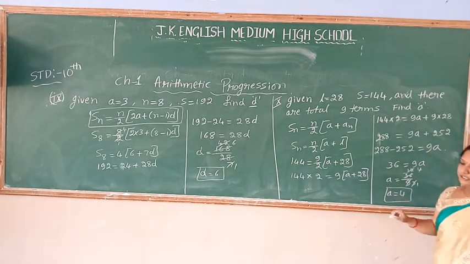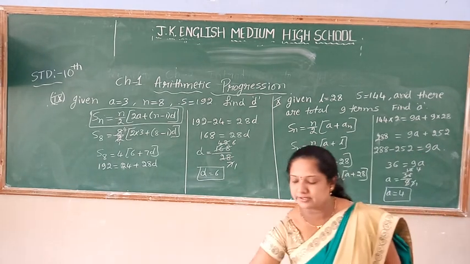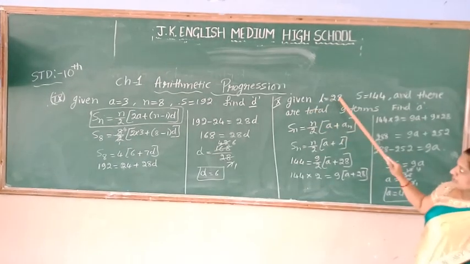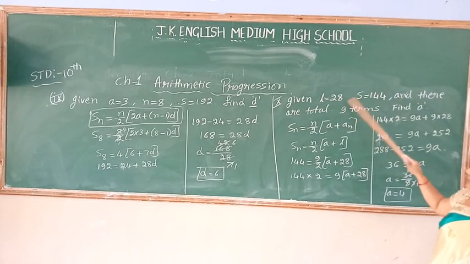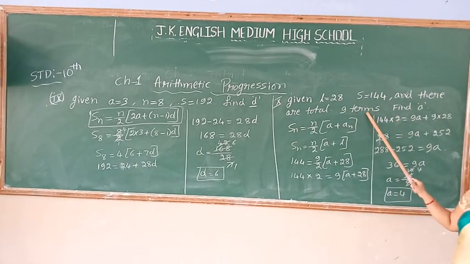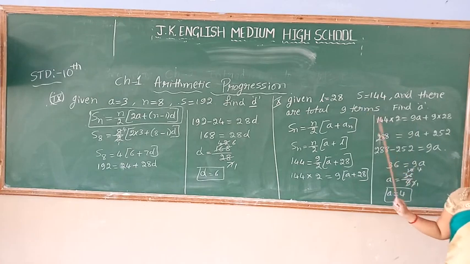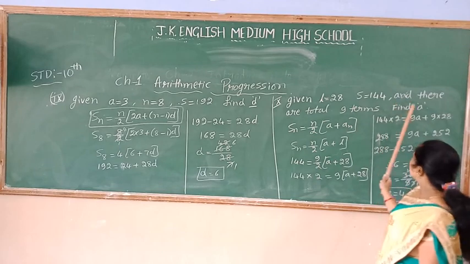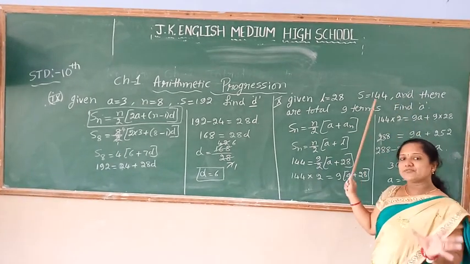Once again I am going to repeat. You observe the question. When you see the question, you come to know what values are given. The last term value is given in this AP, the sum of n terms of this AP is given, and there are total 9 terms. What is the meaning of 9 terms? The number of terms is given, so that is n. Then find a. A means the first term.